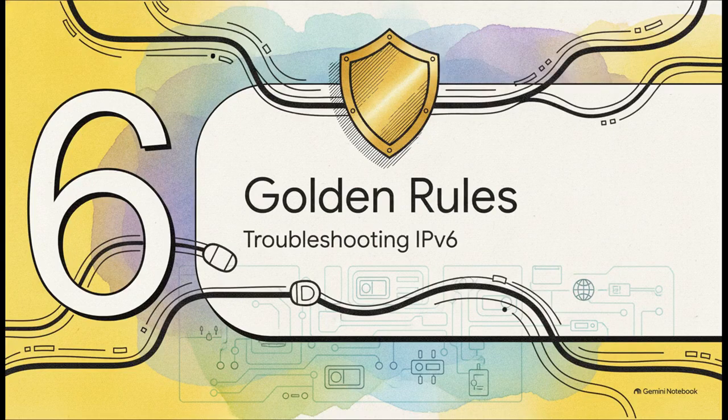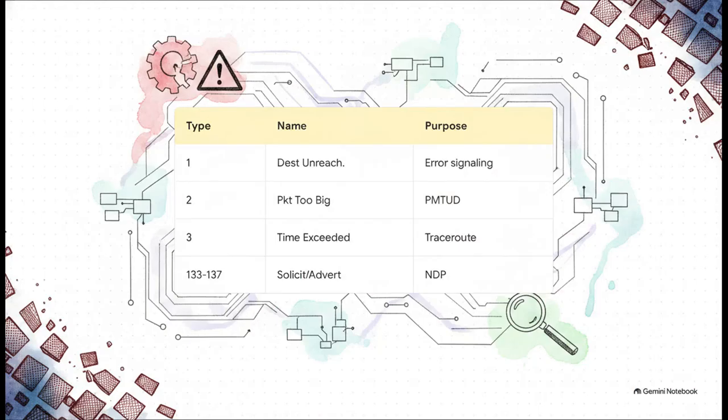Finally, Section 6, IPv6 Troubleshooting Golden Rules. Now, what's really interesting about this slide is that these aren't just polite recommendations. These specific ICMPv6 types, 1, 2, 3, and 133 through 137, are the absolute lifeblood of your network. If your security team treats ICMPv6 like old-school IPv4 ping traffic and blocks it, your network will literally collapse. They are non-negotiable for error signaling, PMTUD, and neighbor discovery.